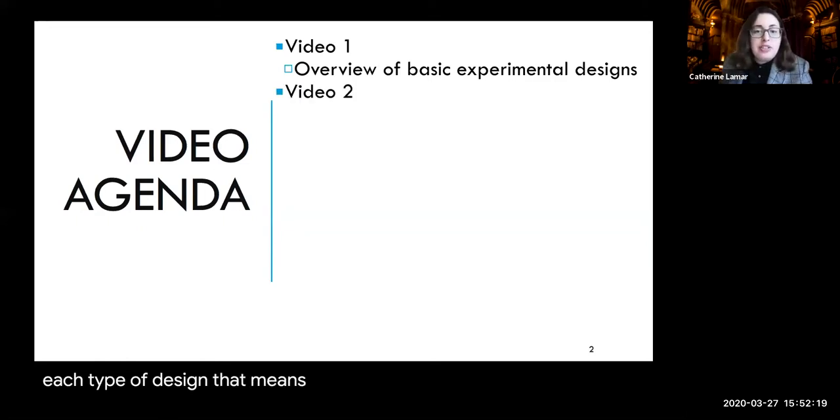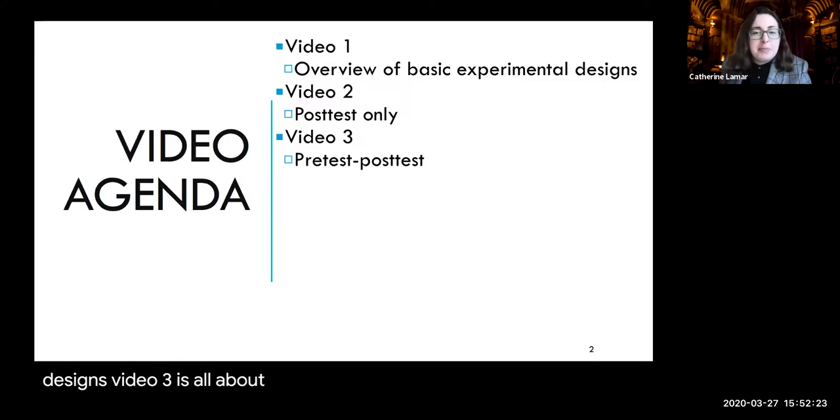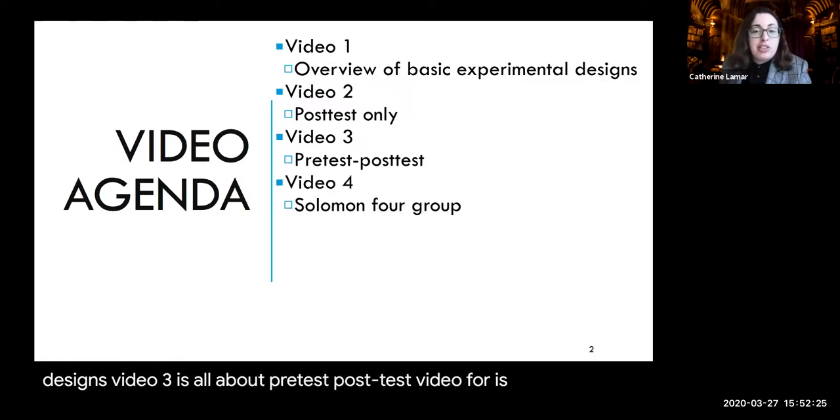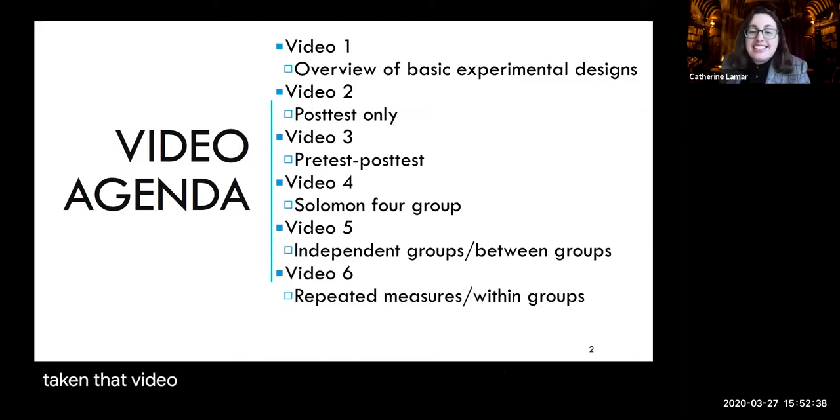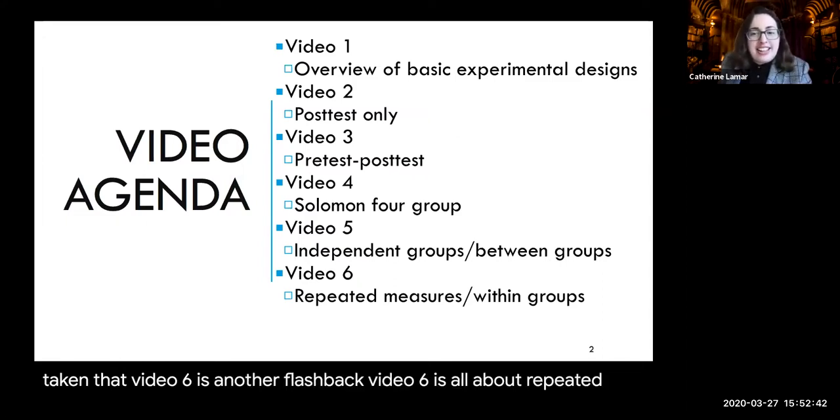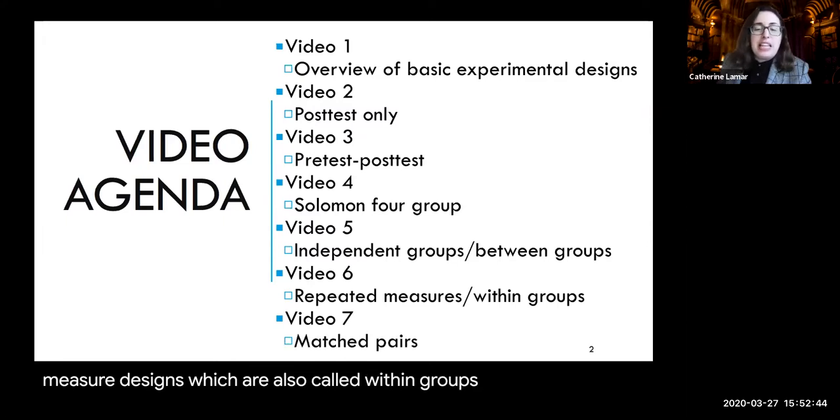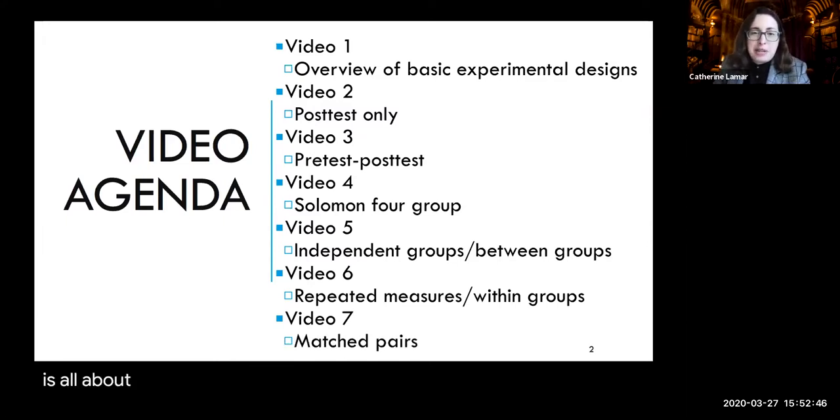That means video 2 is all about post-test only designs. Video 3 is all about pre-test post-tests. Video 4 is about the third design called Solomon four-group. Video 5 is all about independent groups designs, which are also called between group designs. And this might be a bit of a flashback to stats if you've taken that. Video 6 is another flashback. Video 6 is all about repeated measures designs, which are also called within groups. And then video 7 is all about matched pairs designs.